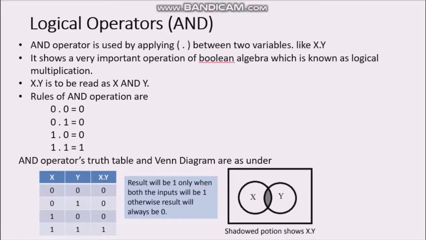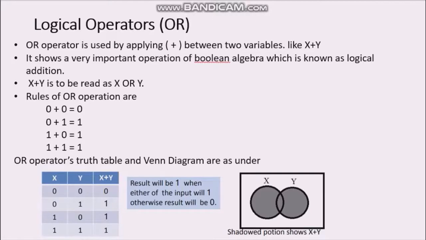First you write 0 0 1 1, then you write 0 1 0 1 for the value of y, then you find out what is x into y. 0 into 0 is 0, 0 into 1 is 0 again, 1 into 0 is 0, 1 into 1 is 1. The AND operation is represented by a Venn diagram like this.